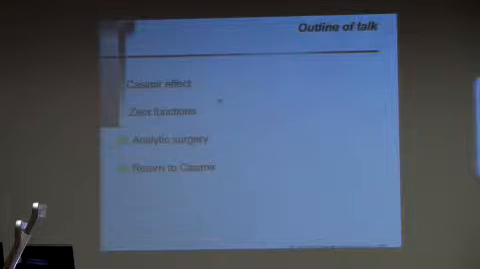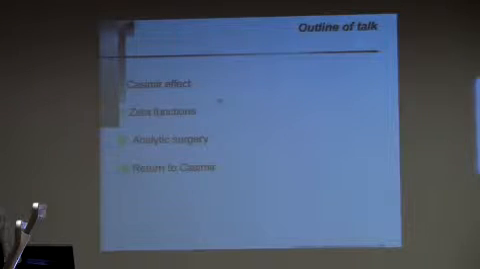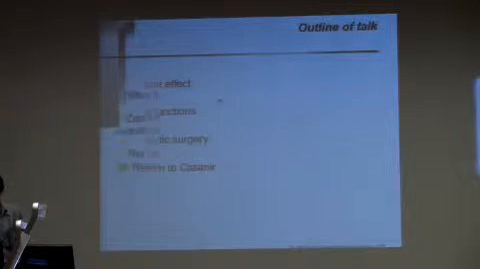So what we're going to do is look first at the Casimir effect. This is what motivates this whole study here. Then we're going to look at what zeta functions are, these objects I mentioned already, and then talk about the behavior of zeta functions under analytic surgery. And at the end, we're going to go back to the Casimir effect and see how some of these ideas apply to it.